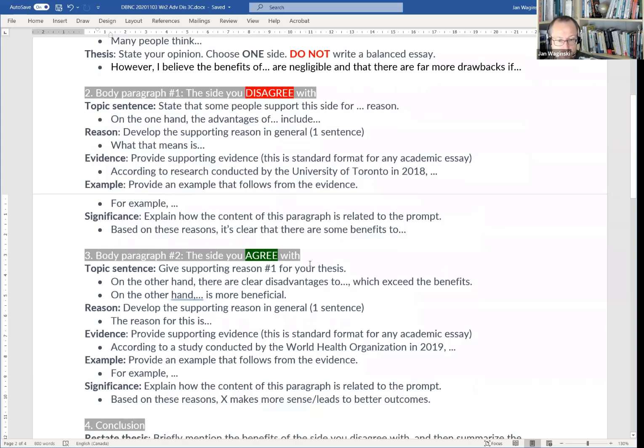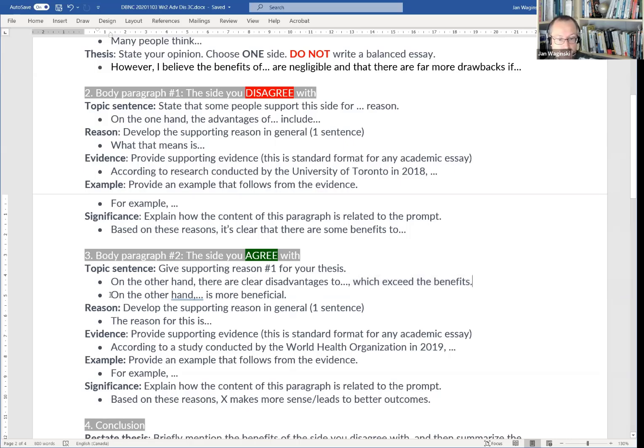The second body paragraph should be about the side you agree with. So a lot of people try and do 3 body paragraphs for this essay type. It's not necessary. What you need to do is to combine the side that you agree with your opinion. Okay. So on the other hand, there are clear disadvantages to the other side, and then you need a statement like which exceed the benefits. This makes it clear that this is also your opinion.